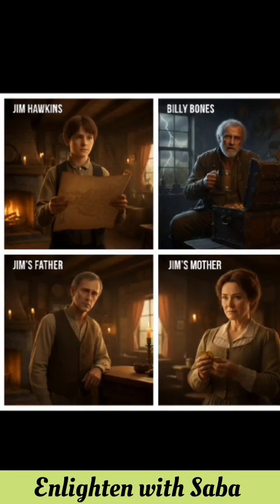First character, Jim Hawkins, the young brave boy who lives at the Admiral Benbow Inn with his parents. The second character is Billy, the old seaman, a mysterious pirate who arrives at the inn with a sea chest. The third character is Jim's father, who runs the inn with his wife. The fourth character is Jim's mother, caring and quick thinking. She helps Jim protect Billy's chest and manage the inn.